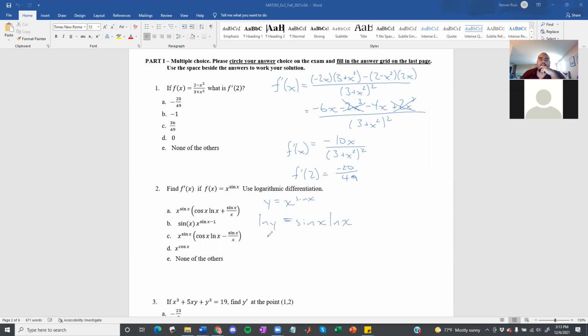Yes, 100%. Okay, so then from here you get dy/dx times 1 over y equals cosine x natural log of x, plus sine of x over x, which I think you said. Yep. And then dy/dx, you're going to multiply all this stuff by y. So then it'd be x to the sine x times all that. Yeah, I agree. Okay, cool. So I got that one done.